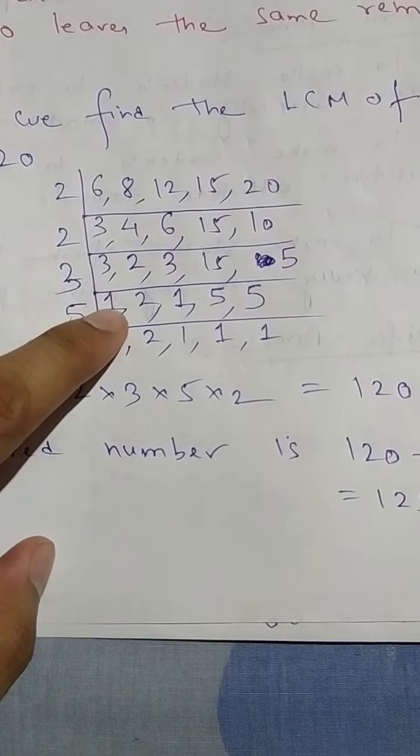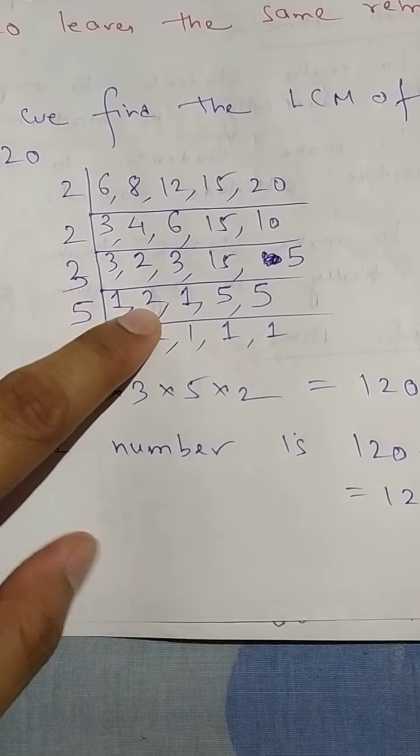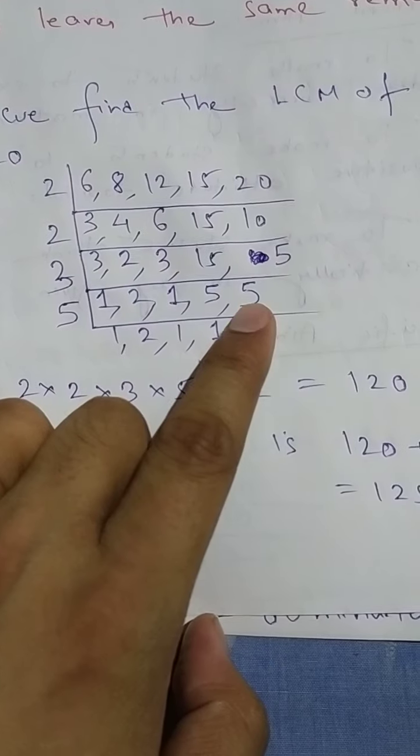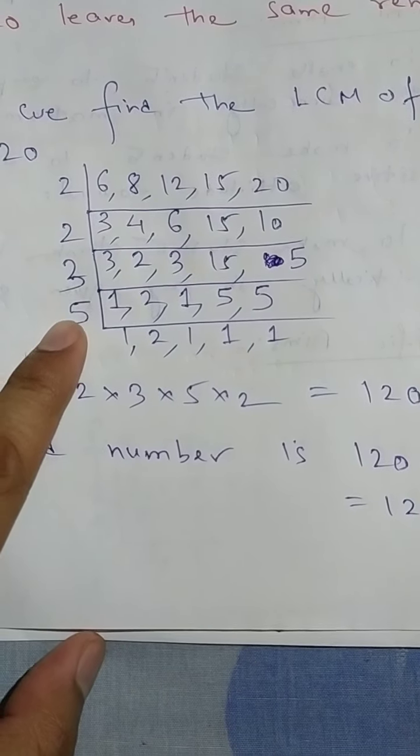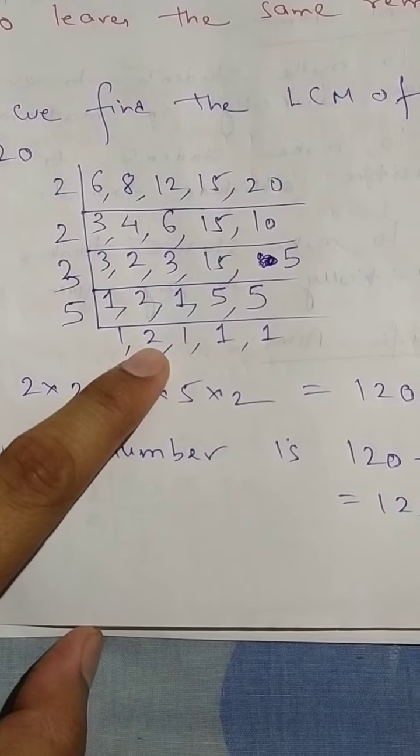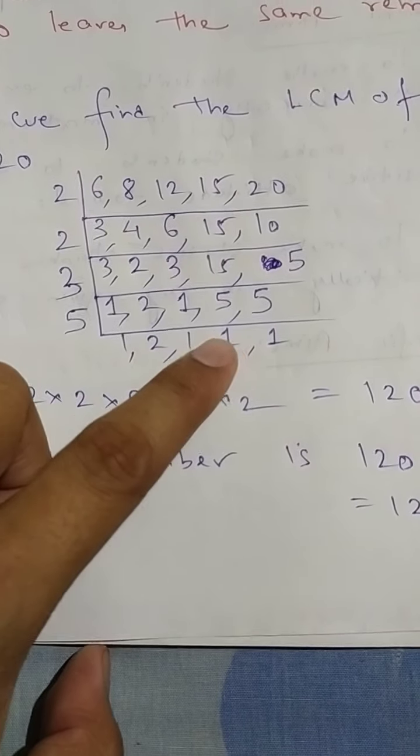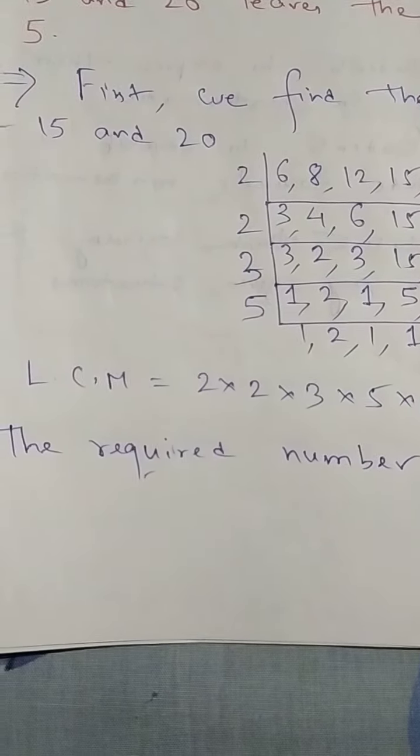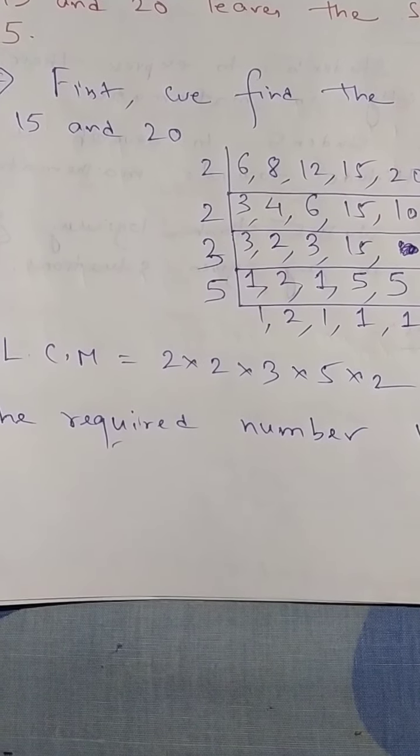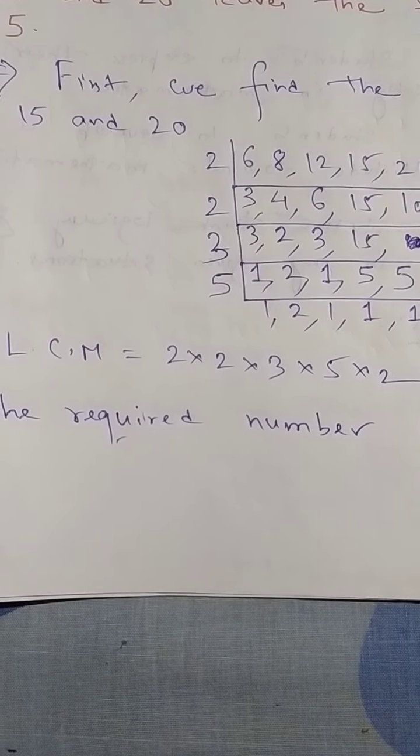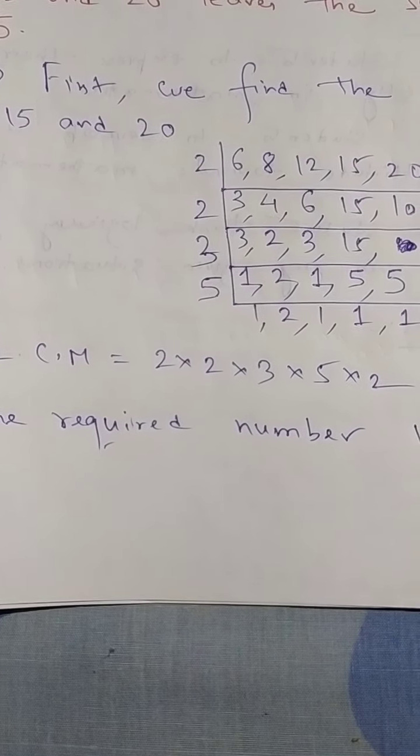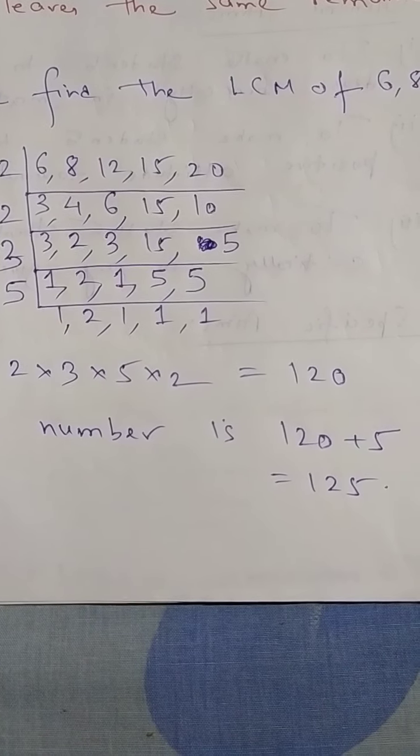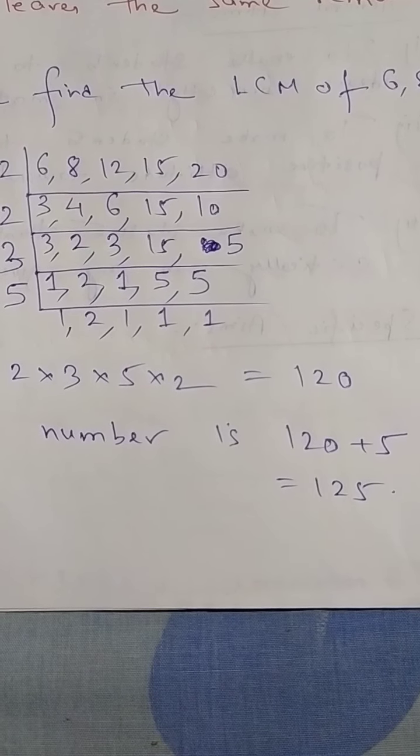Now with 3: 3 ones are 3, 2 is not divisible, so you have to write down 2, again 3 ones are 3, 5 3s are 15, and 5 is not divisible, so you have to write down 5. And last, with 5: 1, 2 is not divisible, write down 2, 1, 5 ones are 5, 5 ones are 5. So what is the LCM? 2 into 2 into 3 into 5 into 2. And after multiplication, your answer is coming 120. So the LCM is coming 120.